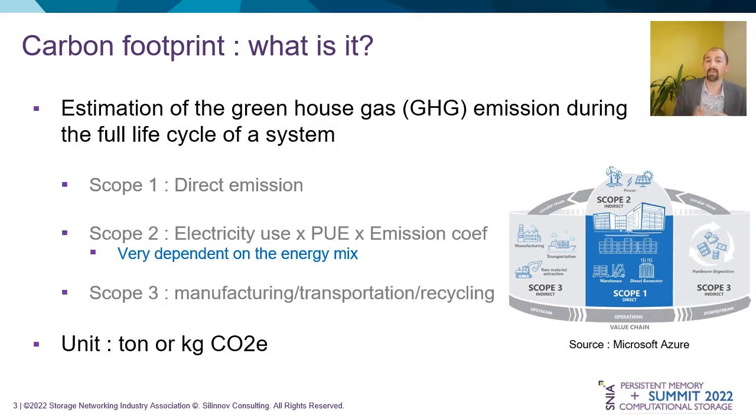As a result, the carbon footprint is given as a number in ton or kilogram of carbon dioxide equivalent. In fact, carbon dioxide is not the only greenhouse gas. Other gases are also emitted, with different greenhouse impacts on the environment. So, in order to ease the calculation and the communication, the other gases are converted in an equivalency of carbon dioxide.